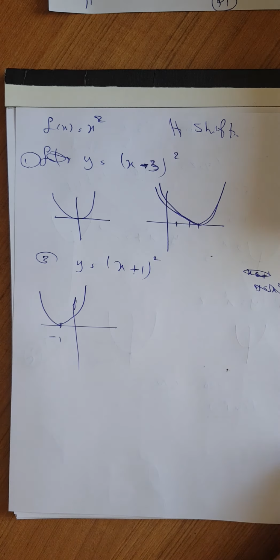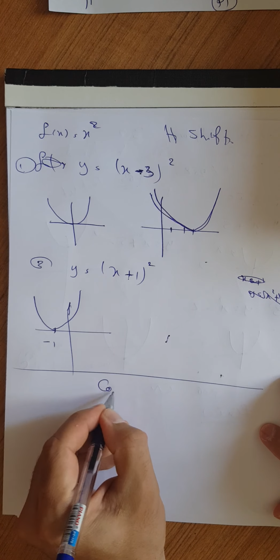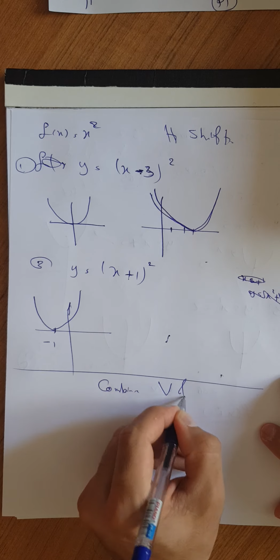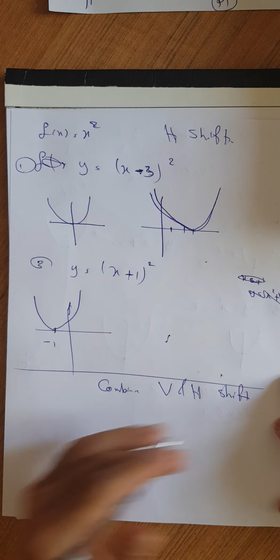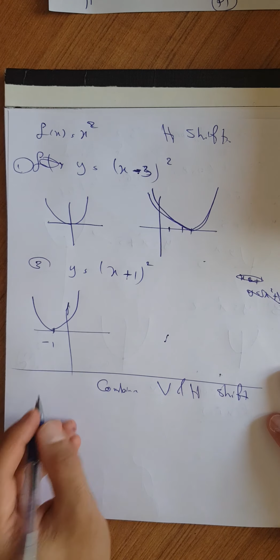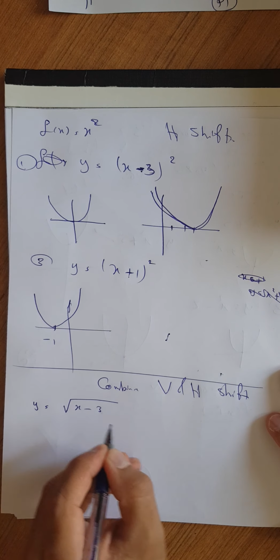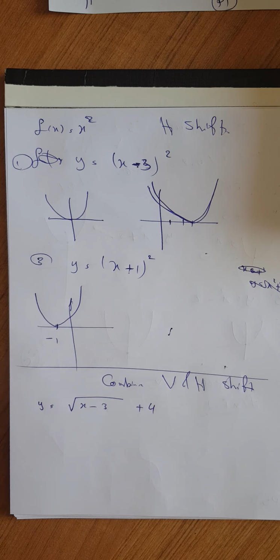After this one, please check example 2 on page 66. You can find more examples. And when we have a combination of vertical and horizontal shift, it means going up and right, or another way that we want. For example, we have y is equal to square root of x minus 3 plus 4. Now, how do we sketch this one?